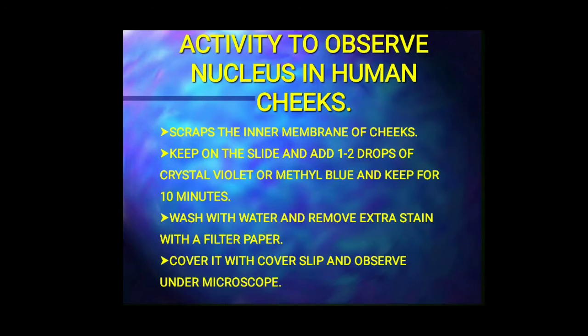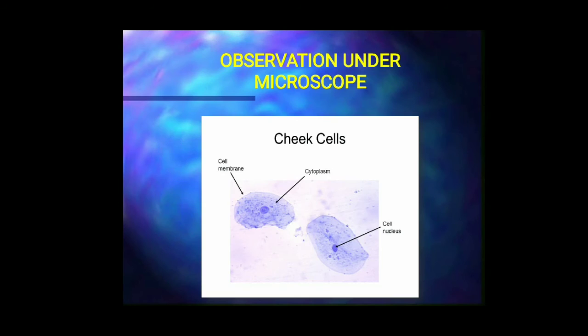Now let us see how to observe the nucleus in the human cheek cells. As you observed the human cheek cells in the previous activities, in the same manner you have to scrape the inner lining of your cheek and stain them with methylene blue or crystal violet. Then you have to prepare a slide and observe under the microscope. So in this manner, you can observe the nucleus in the human cheek cells. If you observe in this picture, the darkly stained body is nucleus in the human cheek cells. You can also see the cell membrane.